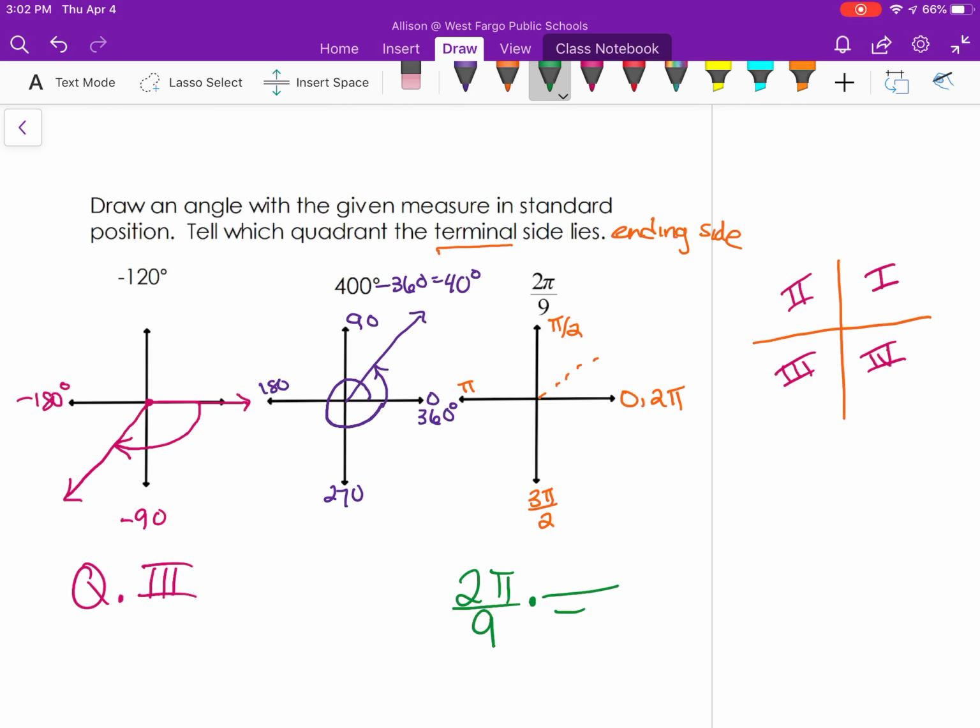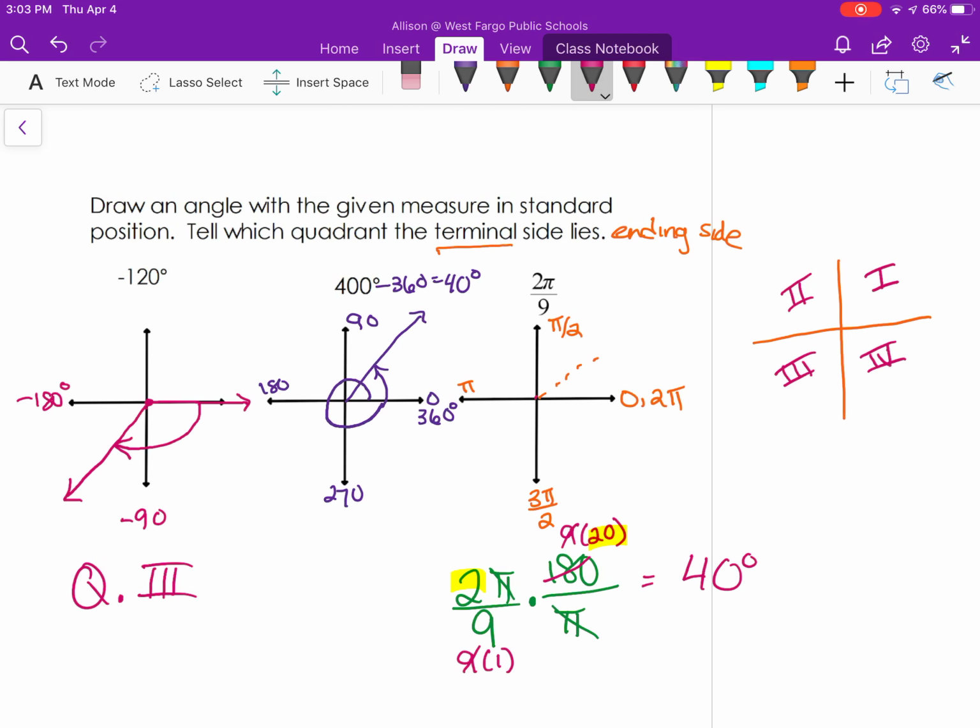So I want to convert to degrees, and I want my pi's to cancel, so I need to multiply by 180 over pi. I'm going to simplify before I multiply across, because I know that 9 is the same thing as 9 times 1, and 180 is the same thing as 9 times 20. So I can take out a factor of 9 in both of those. On the top, I get 2 times 20, which is 40 degrees. And everything on the bottom simplifies to 1. So it is 40 degrees.